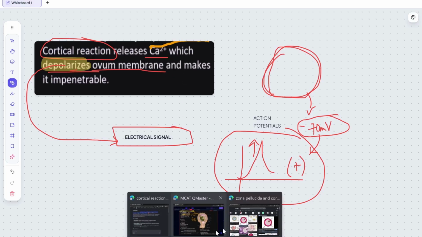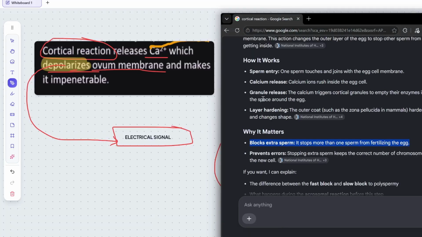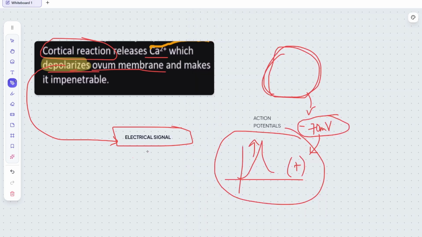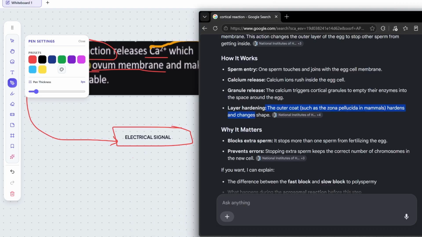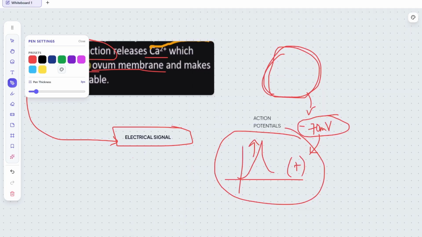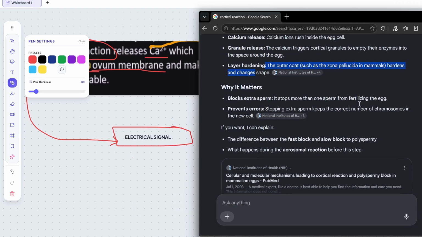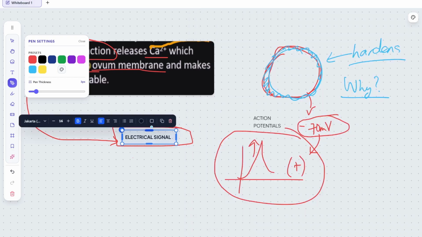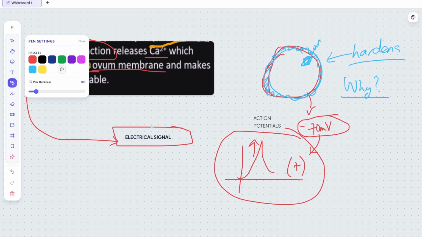Why? They tell you here: in the cortical reaction, there's a granular release to empty their enzymes into the space around the egg. The outer coat, the zona pellucida, hardens and changes shape. So the outside layer that we just saw, the zona pellucida, hardens. Why? Because it doesn't want any more sperm. It blocks extra sperm and stops more than one sperm from fertilizing the egg. You don't want more than one sperm going in here. So that's why that happens.